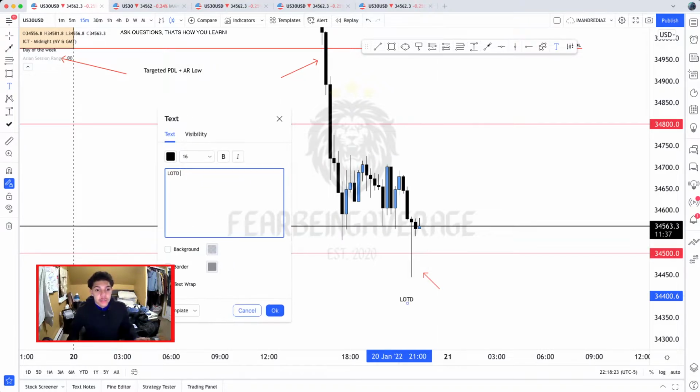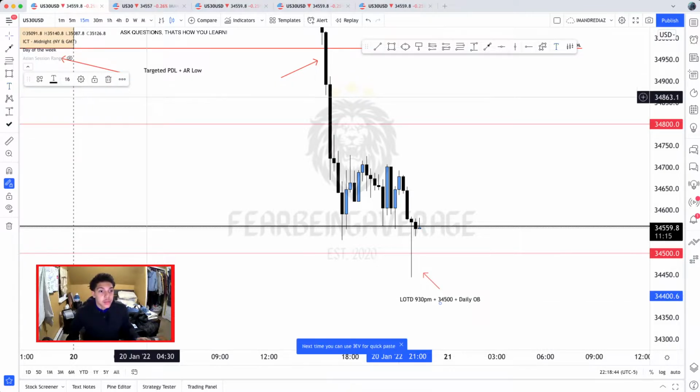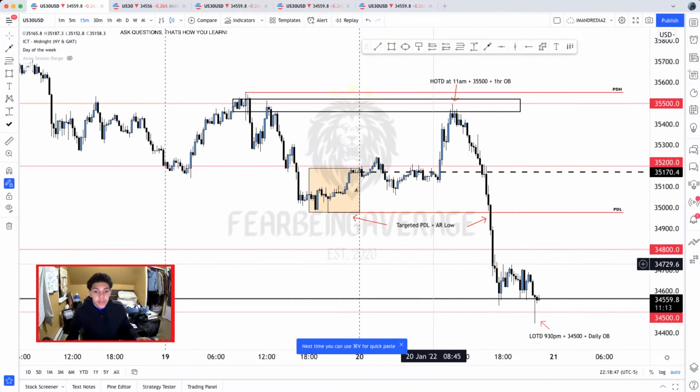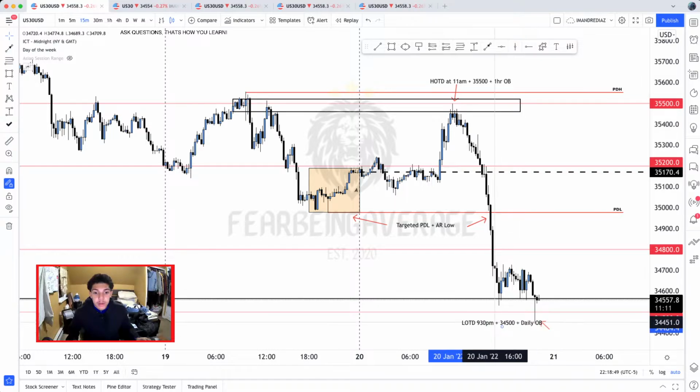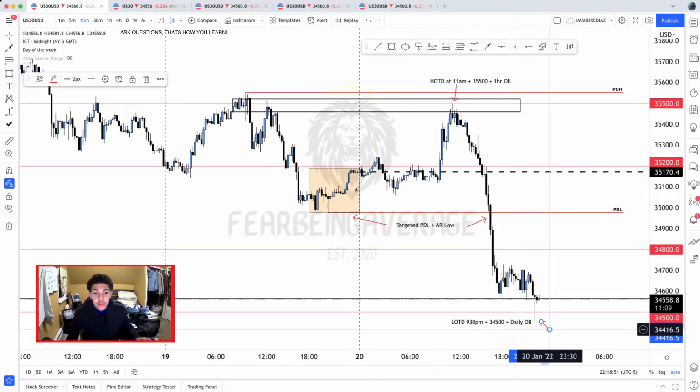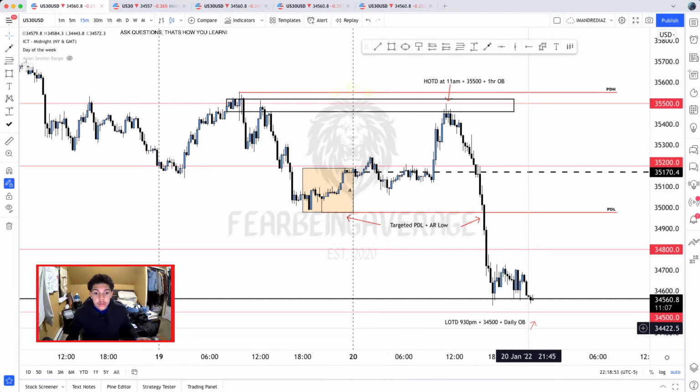What time was this created? This 15-minute candle, so about 30 minutes ago. So I would say around 9:30 at night. So I'll say 9:30 p.m. Low of the day at 9:30 p.m. Plus we traded into 34,500. Plus we traded into a daily order block. So that's what we did here. Now we can zoom back out just like this. We made the low of the day at 9:30 p.m. after trading into a daily bullish order block, and also trading into here.